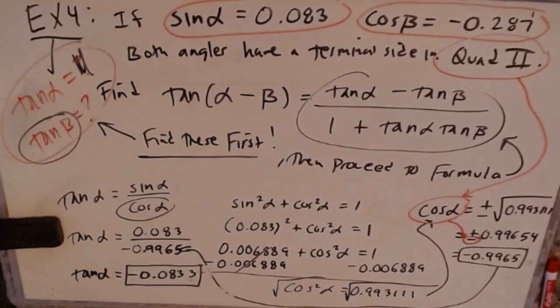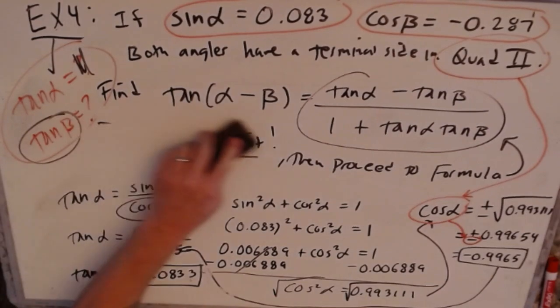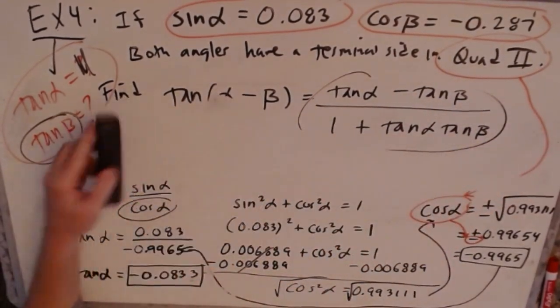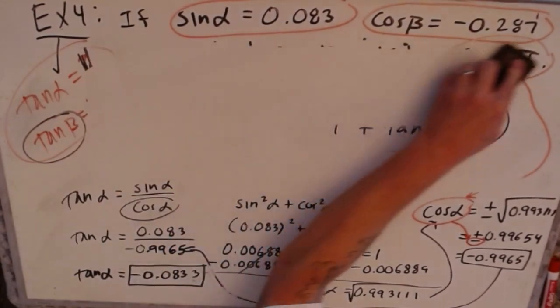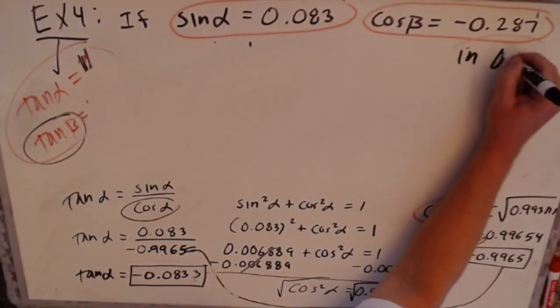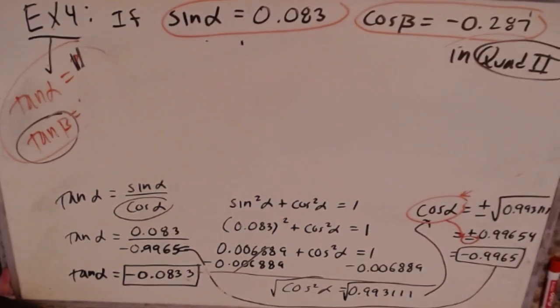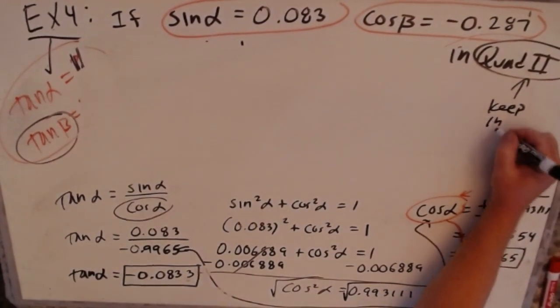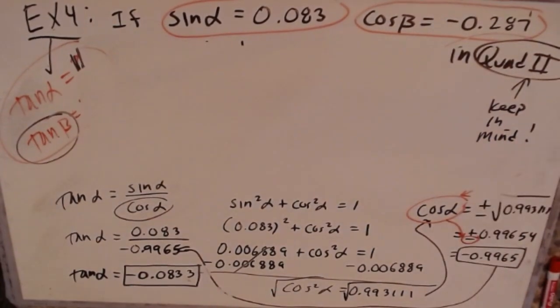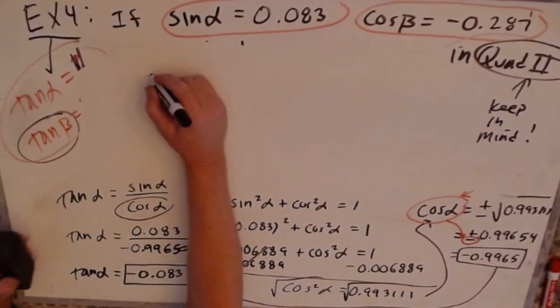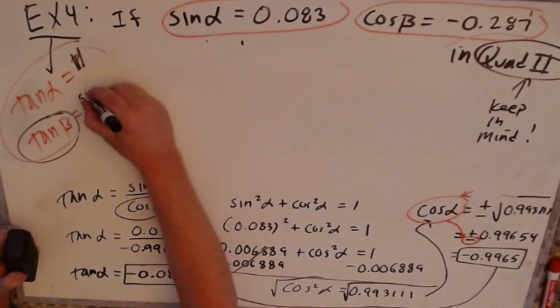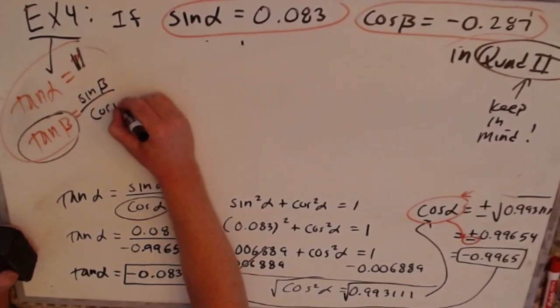Okay, next we need tan beta. Whew, we need a bigger board. But I don't have a bigger board, so see if I can squeeze it in here. I'm going to erase this tangent formula for now because we're not going to use it yet anyway. I'm going to keep my quadrant 2 so I don't forget. All right, what do we need? We need tan beta. So tan beta is sine beta over cosine beta.